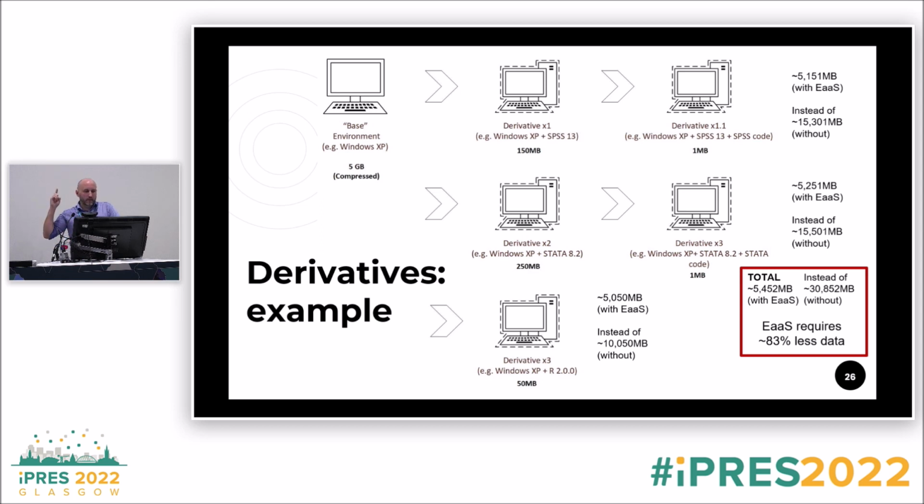So in this example, there are 6 different computers. If we had to duplicate the entire hard disk for each of them, it would have used 30 gigabytes of data. By being able to create these, what we call derivatives, it uses 83% less data.